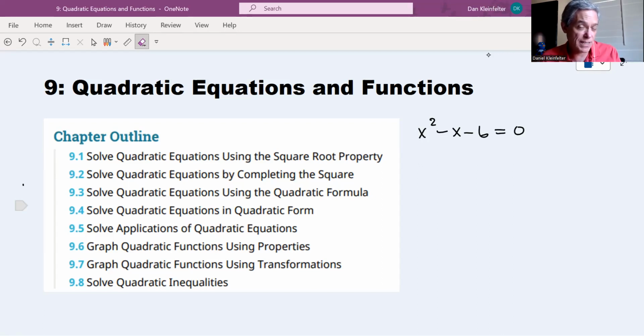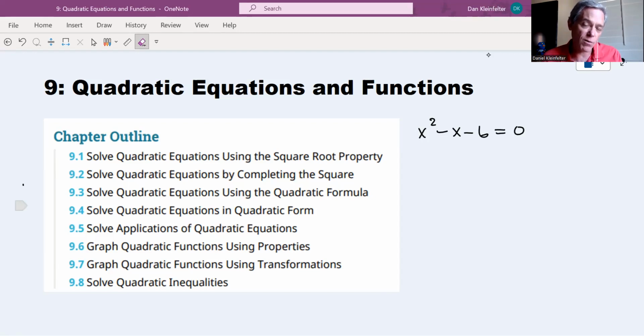But in short, it's basically using the techniques we learned in the first 3 sections to help us with equations that aren't quite quadratic. 9.5, solve equations or applications of quadratic equations. That's going to be story problems that lead to quadratics. And then 9.6 and 9.7 have to do with graphing. And how do you graph a quadratic function? What does the graph look like? And all the kind of important characteristics.